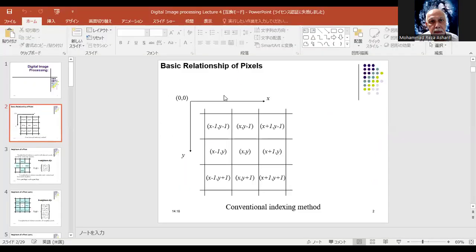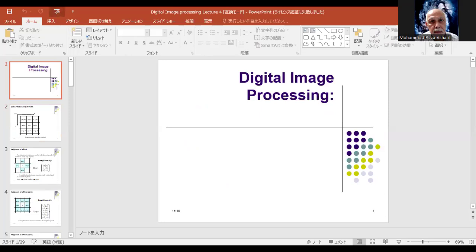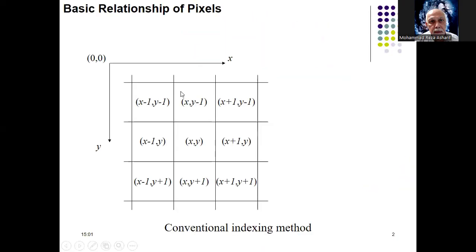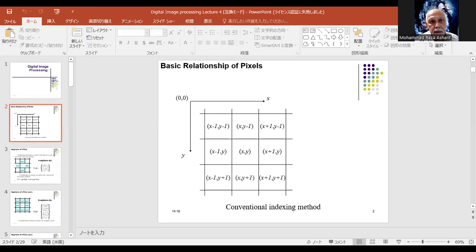Okay, today it's about pixels, different pixels on the image, the relation of the pixels. The relation of different pixels on the image, digital image. So the basic relation between the pixels of the image.